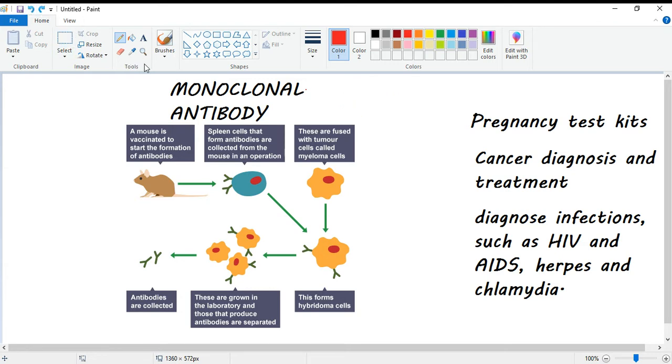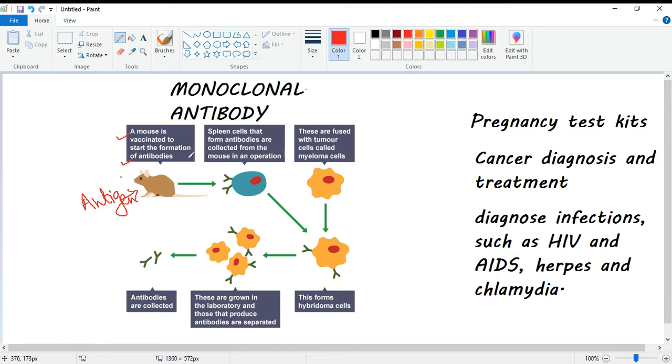Now how do we produce monoclonal antibodies? First, we inject the antigen into the mouse. Okay, so the mouse is vaccinated to start the formation of antibody. Now how will the mouse start the formation of antibody? By injecting the antigen. So first we inject the antigen into the mouse body. When we inject the antigen, the mouse body starts producing the antibody to fight against that antigen that we have injected into the mouse.